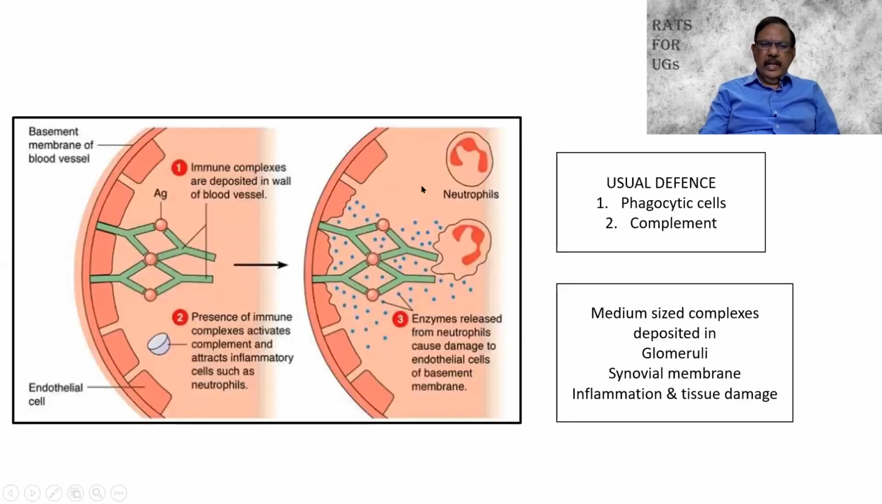This is again a fantastic picture, a repetition of the same. See what is happening. These are the antigens, the Y shapes are the antibodies. You find that a complex is formed, the complex is being deposited in the vessel wall. And this is the intact endothelium that we are seeing.